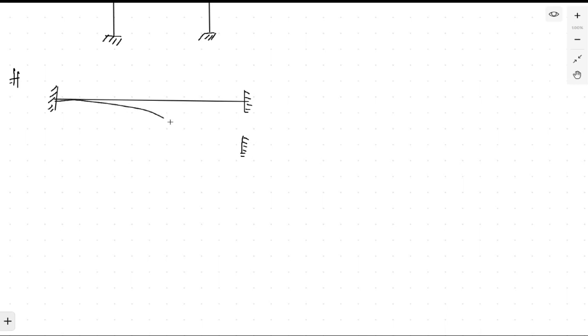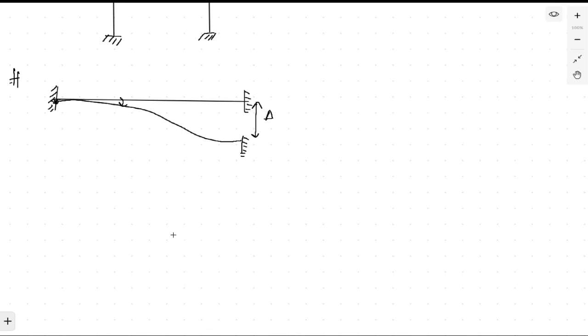This support settles due to some case and comes somewhere here. It means that at this particular point there is a certain rotation. Whenever such kind of displacement occurs, let's say this displacement is delta, then there will be the development of fixed end moments due to the sway, the displacement, the settlement or the movement.